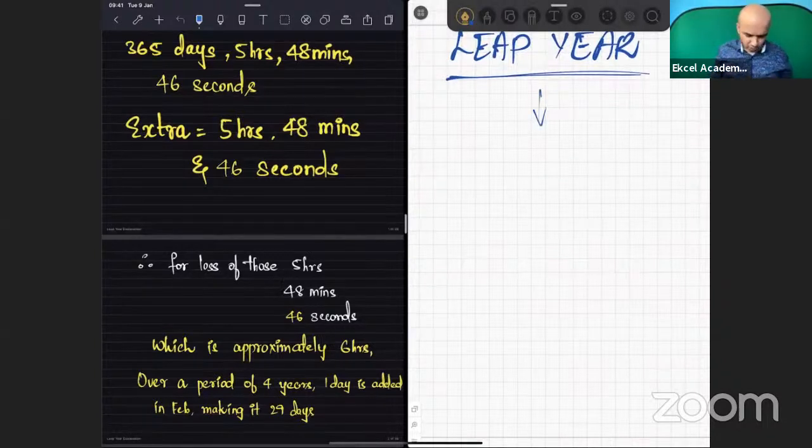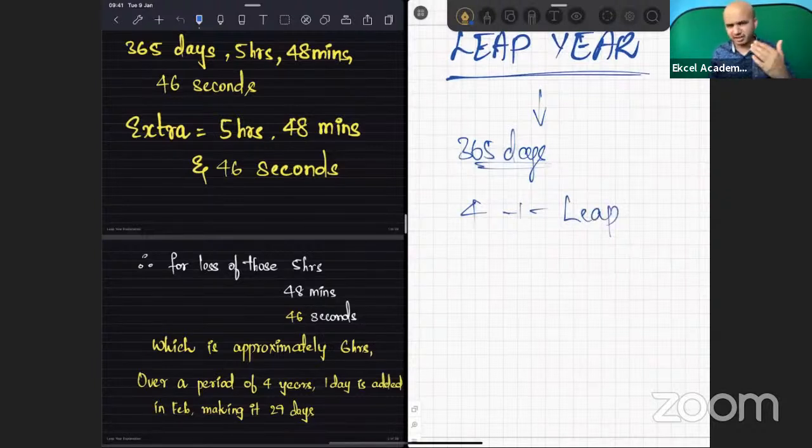One thing which we know is that in a year we have 365 days. So these 365 days make up 1 year. If that is the case, why is it that once in 4 years we have one extra day? We know that once in 4 years we have one extra day in the month of February, and that year is called a leap year. For instance, 2020 was a leap year, right? Now why did we have one extra day in 2020? That we will see now.